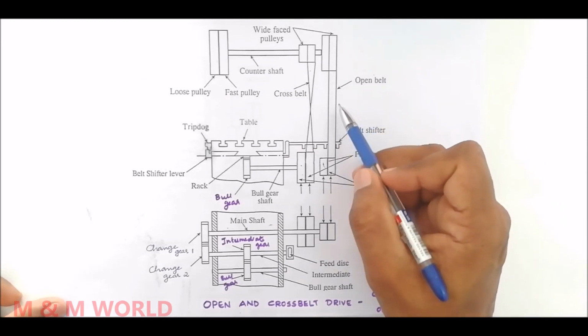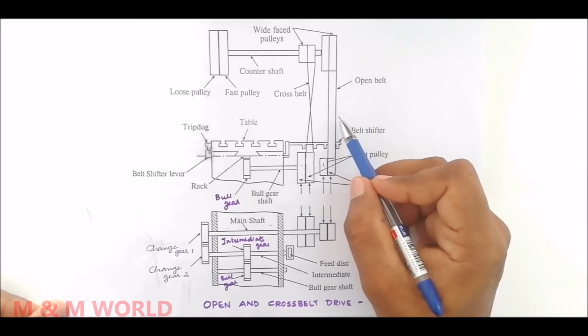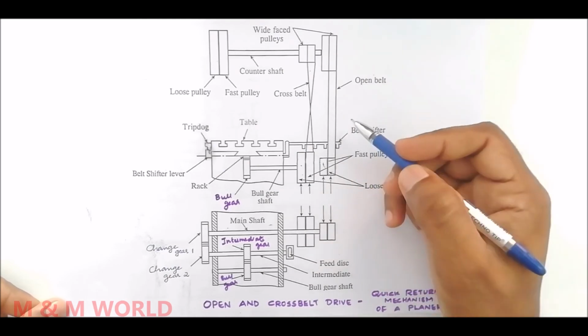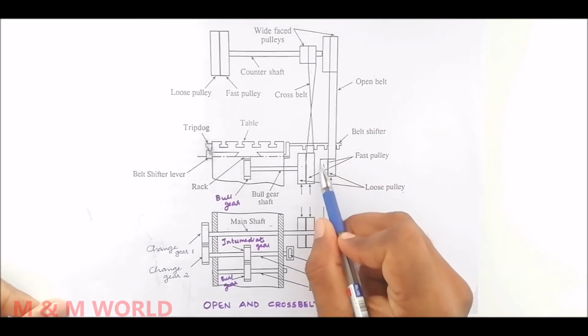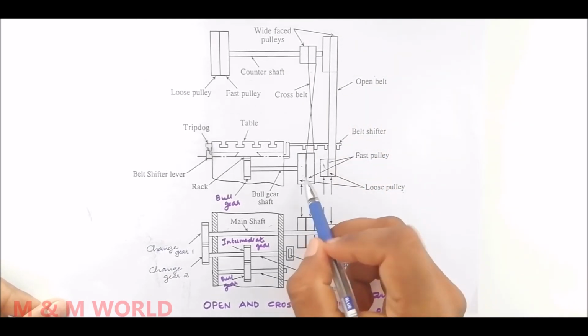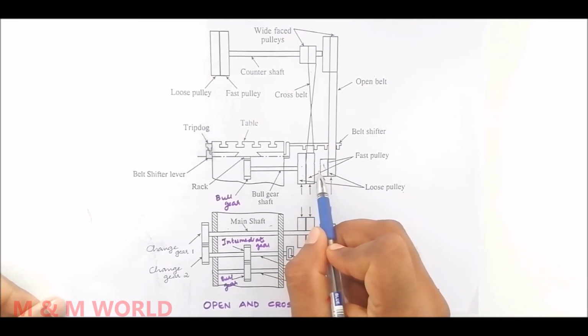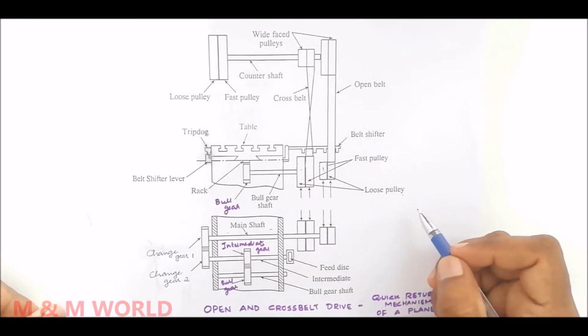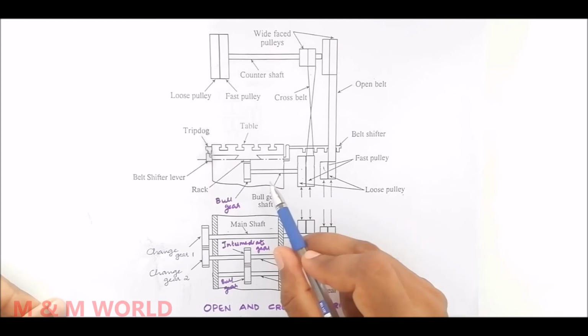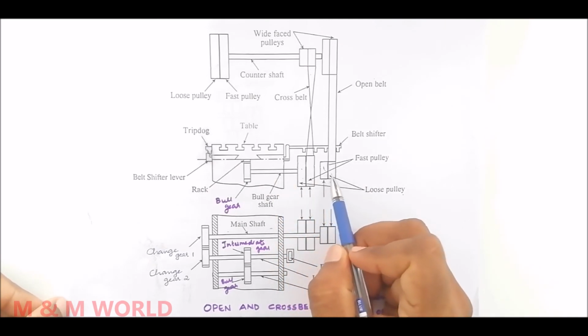When the power is transmitted through this open belt to the tight pulley, this smaller diameter tight pulley, the main shaft rotates in the opposite direction. That is, the return stroke occurs. So this is how the forward stroke and return stroke occur.